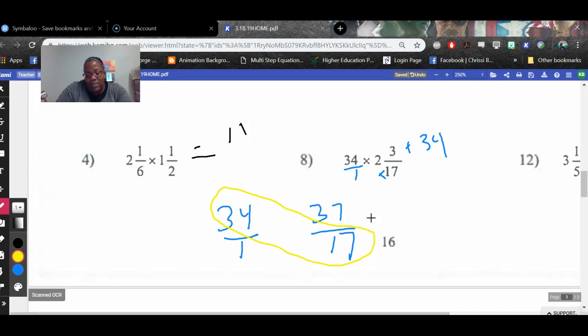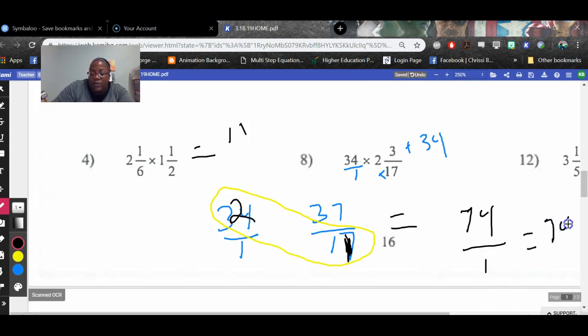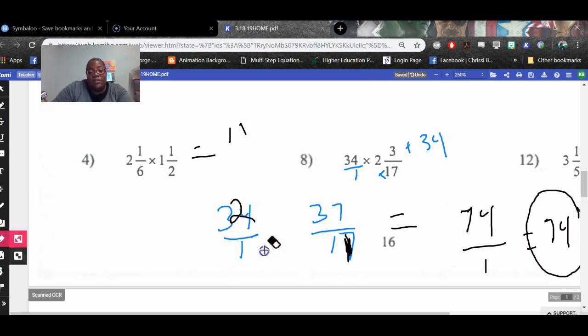And so what I'm going to do is divide by 17. 17 will go in itself 1 time. 17 will go into 34 2 times. I can now multiply straight across. I'm looking at 2 times 37. 2 times 37, that gives me 74. 1 times the 1 is 1. So as you can tell, my full answer is going to be 74. That was for number 8.